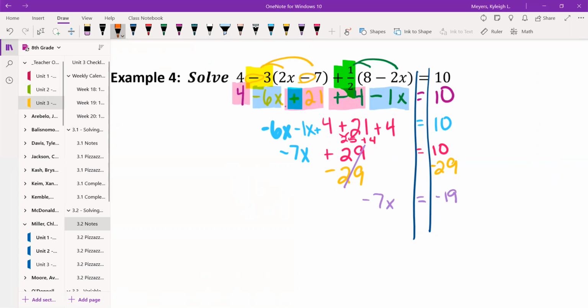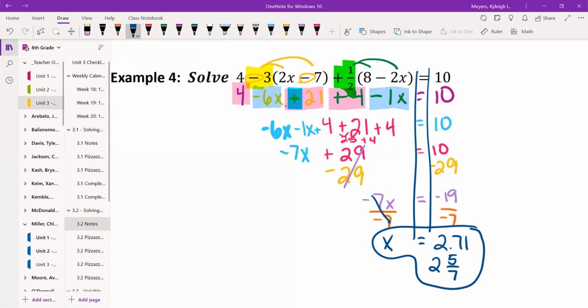Then we have to undo the multiplication by dividing. And we're going to get x equals, what's 19 divided by 7 is 2.71. And I'm just going to leave it there, 2.71. Okay? Or you could say what? 2 and 5/7. Either answer there. All right.